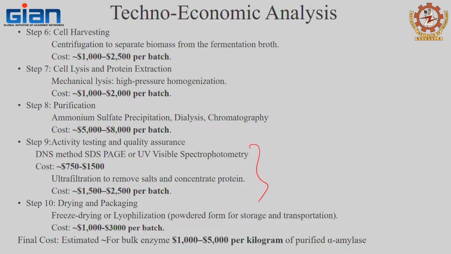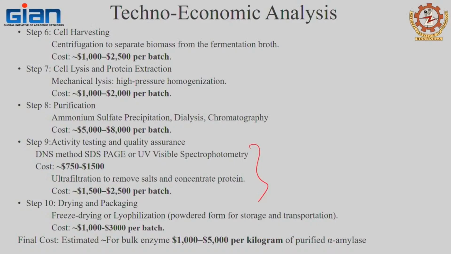And drying and packaging, which is done by freeze drying, or lyophilization, into powder form for convenience of transport and storage, was found to be $1,000 to $3,000 per batch. So we estimated our one-time capital, including the labor, energy cost and everything.